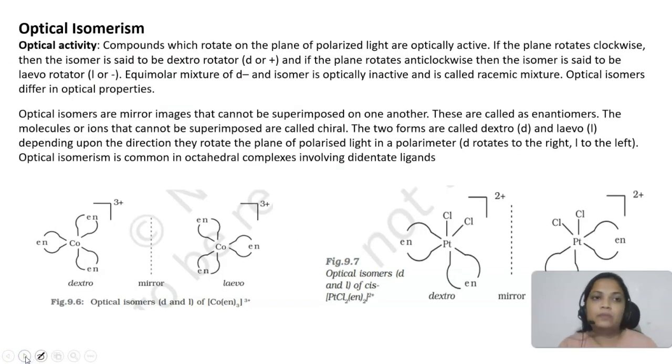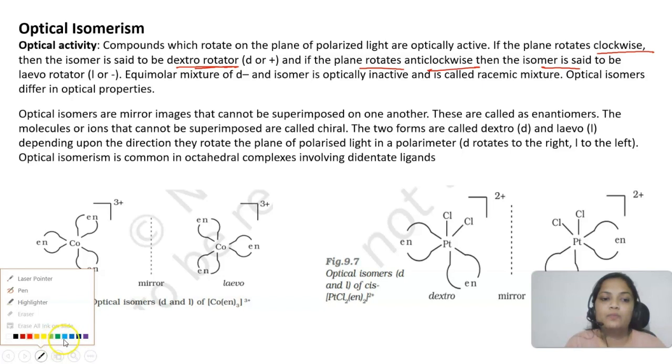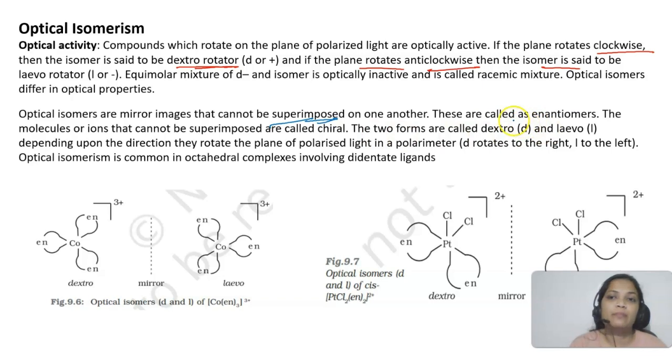Now let's talk about optical isomerism. You know optical activity means the compounds which rotate the plane of polarized light are optically active. If the plane rotates clockwise, we call it dextrorotatory or D form, and if the plane rotates anti-clockwise, we call it levorotatory or L form. So optical isomers differ in optical properties. Optical isomers are actually mirror images that cannot be superimposed on each other, non-superimposable mirror images, and we call them enantiomers.